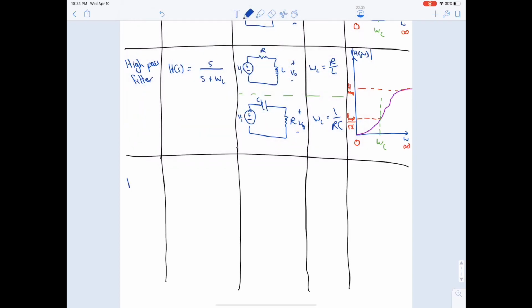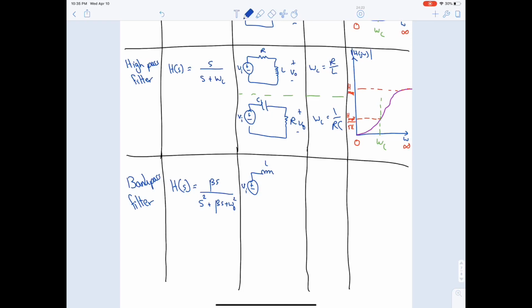Okay, bandpass filter. The H of S is beta S over S squared plus beta S plus omega naught squared. Now, let me mention something. Bandpass filter is a combination of two filters. It's a combination of high pass and low pass filter. And it's the only filter that will consist of the three impedances: the resistance, the inductance, and the capacitance. So this is the circuit of a bandpass circuit.